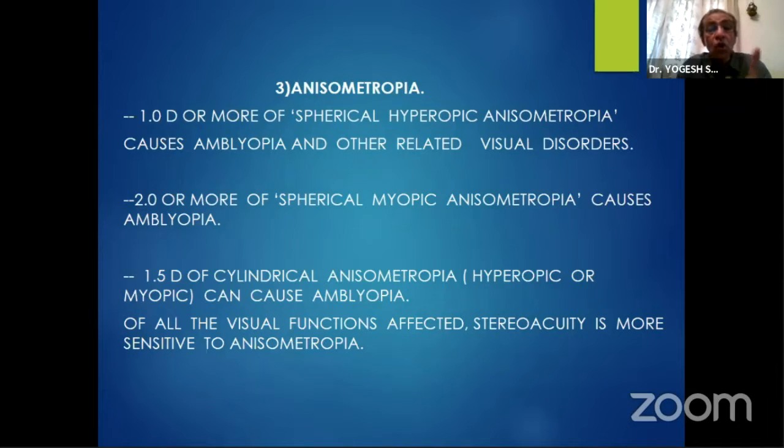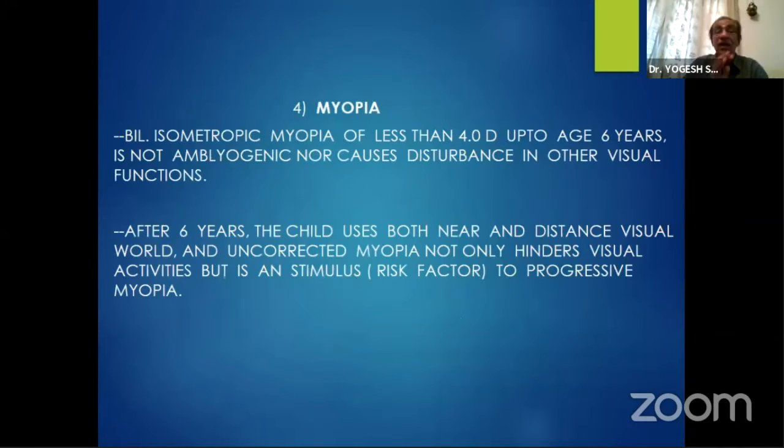2 diopters or more of spherical myopic, now we are talking of anisometropia, myopic, hypermetropic, or even astigmatic. So 2 diopters or more of spherical myopic anisometropia, means 0 and -2 in 1 eye, causes amblyopia. So this is an amblyogenic factor. Similarly, 1.5 diopters of cylindrical anisometropia, hyperopic or myopic, can cause amblyopia. Of all the visual functions affected, stereoacuity is the most affected.